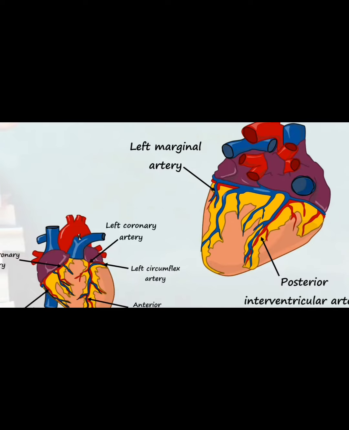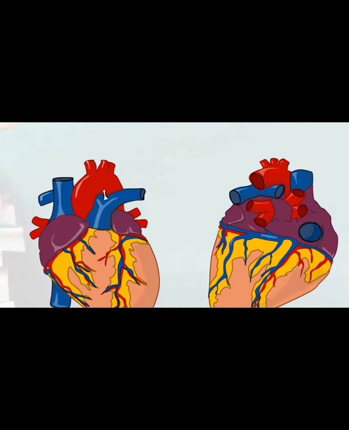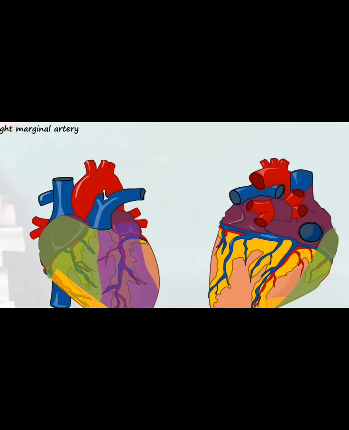Let's recap those arteries and see what regions they supply. The right coronary artery travels in the coronary sulcus to supply the right atrium and ventricle. The right marginal artery branches from this to supply the right ventricle and part of the apex. The anterior interventricular artery supplies the interventricular septum and part of the left and right ventricles.